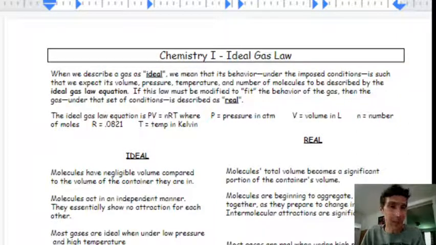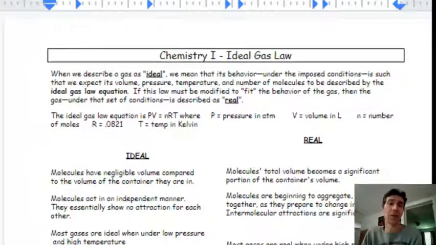I grade them fairly easy. I'm just looking for effort. Looking if you're trying to expand your mind and learn a little bit of chemistry and show me some effort. So let me just explain what an ideal gas is, and you'll have access to this sheet.